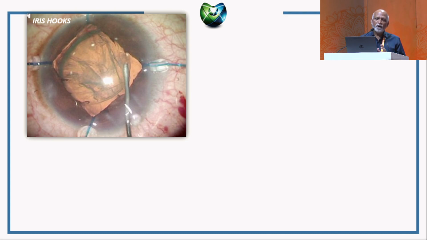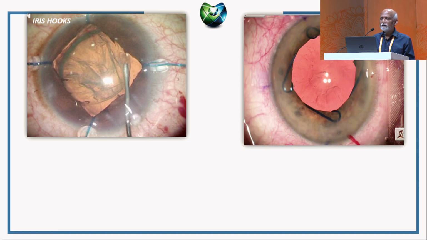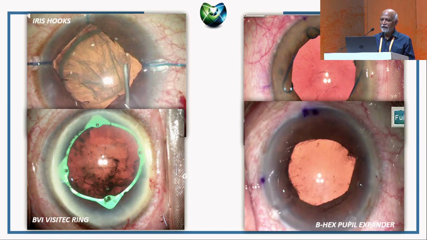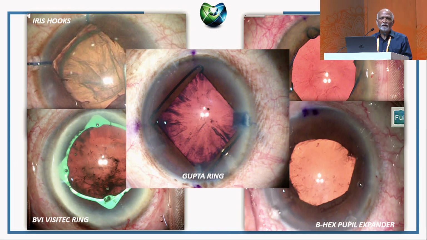Well, the point is you have to use some pupil expanding devices, whether it is iris hook, whether it is a Malyugin ring, whether it is a BVI Visitec ring, or a B-hex pupil expander, or a Gupta ring. Take your pick, but you use it, please. Because once you use this, it makes your life very, very simple.